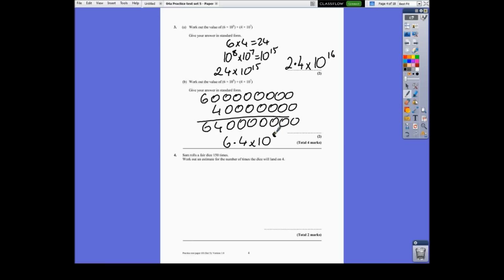Question 4. Sam rolls a fair dice 150 times. Estimate the number of times it will land on a 4. Well, there's 1 four on a dice and 6 numbers, and since it's fair, probability will be 1 sixth. So we want to do 1 sixth of 150, which would be 25.